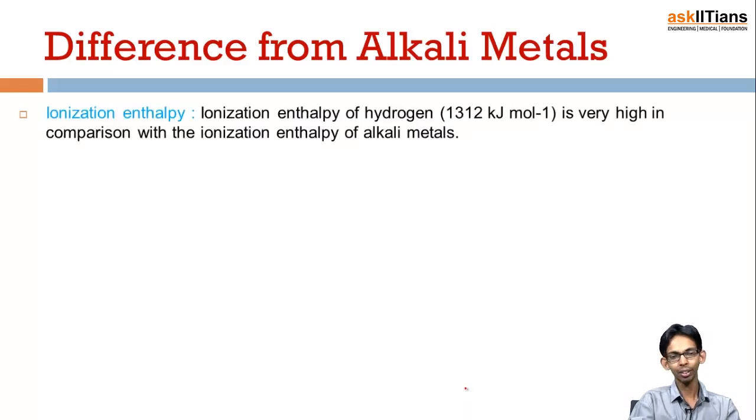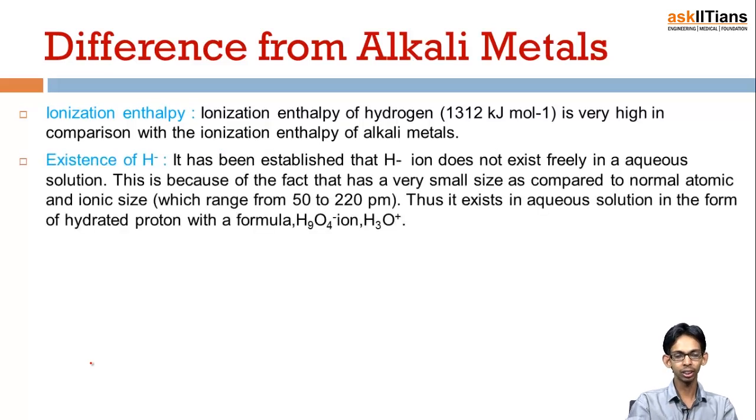First is ionization enthalpy. Actually, ionization enthalpy of alkali metals should be very low because they are metals, they are electropositive, so their ionization energy would be low. But the ionization enthalpy or ionization energy of hydrogen is high. It is very high as compared to the ionization enthalpy of alkali metals. So this is the first difference.